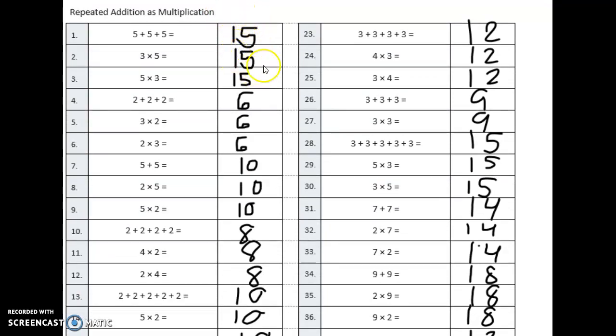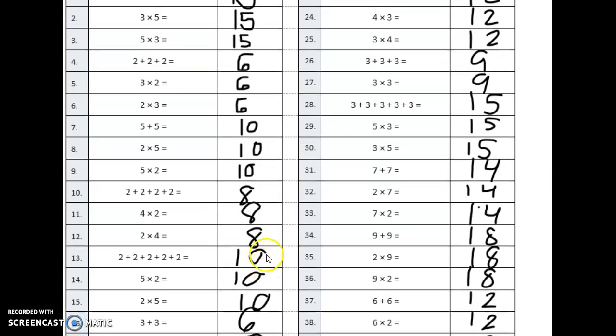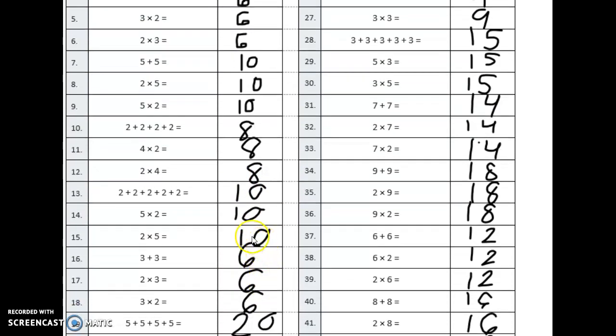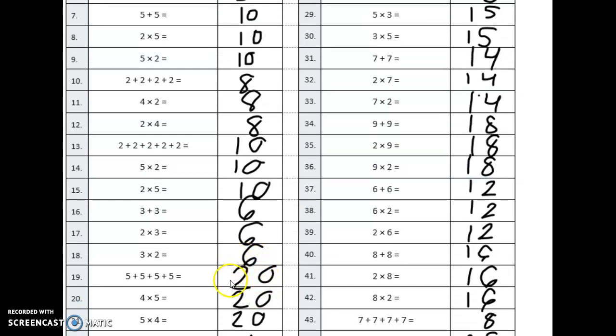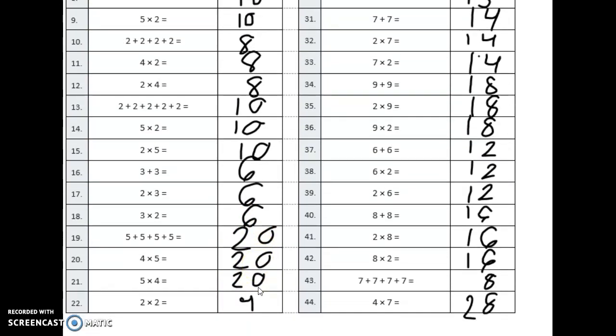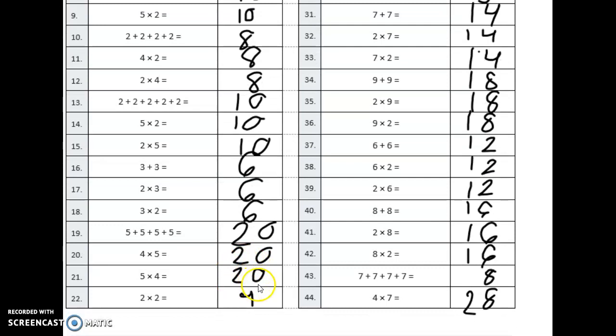15, 6, 10, 8, 10, 6, 20, 4. Alright, that's the first column.